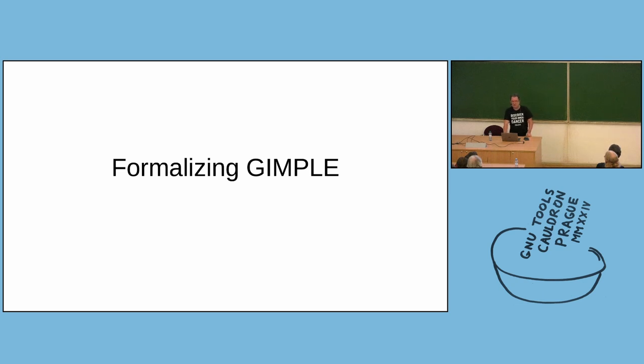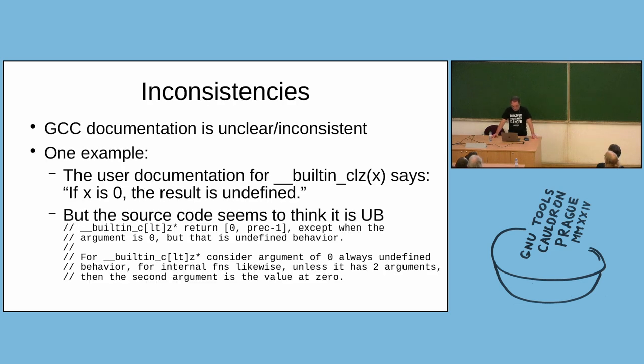If you look at the formalization of GIMPL, the documentation is not completely clear exactly what the semantics of all parts of GIMPL are, and various pieces of information are unclear and incomplete. So one example here is, let's say, the built-in CLSZ. The user documentation says that if x is 0, the result is undefined. At least I interpret this as it can return any value. It is not that it's undefined behavior.